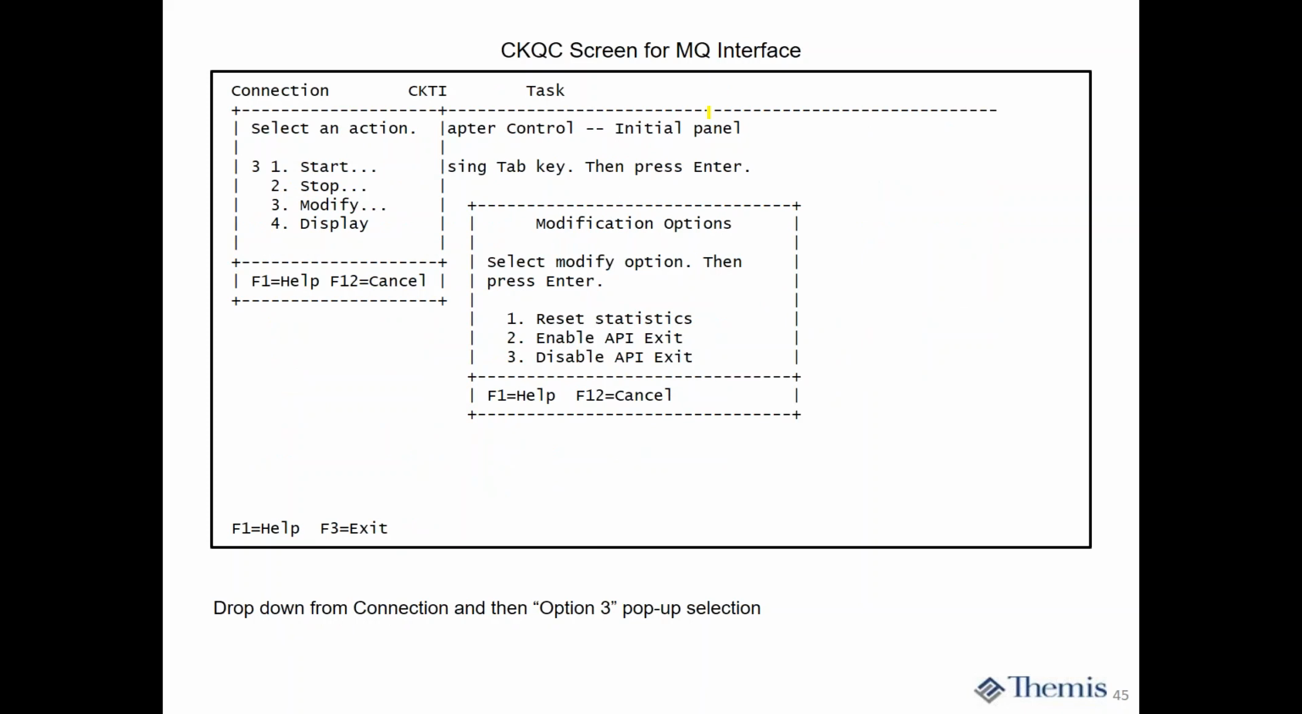So the next screen, I've gone back to the previous menu. I said, let me do option 3 to modify. Well, the modify pop-up is shown on the same slide, okay? And basically, it only allows me to reset statistics, enable or disable the API crossing exit, which I don't do. You're allowed to write your own little exit to get control as the interface is about to execute, command complete type scenario. So you can actually do things yourself. I have seen a few people do their own counts by applications. That's about it.